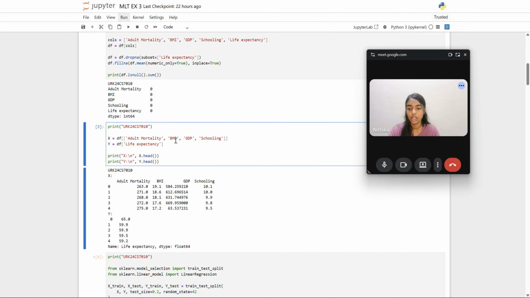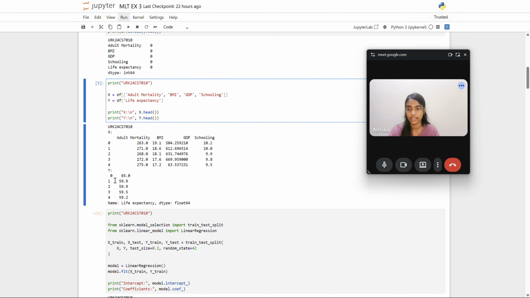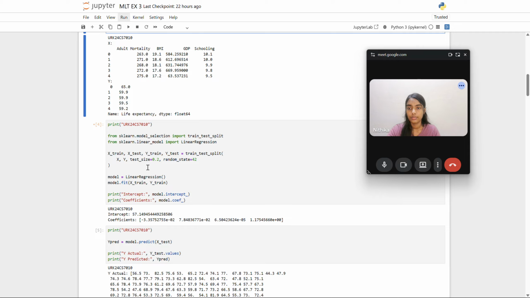So here X contains the independent variables and Y contains the dependent variable. The four independent variables are adult mortality, BMI, GDP, and schooling. The dependent variable is the life expectancy. So this is the output for X and this is for Y.